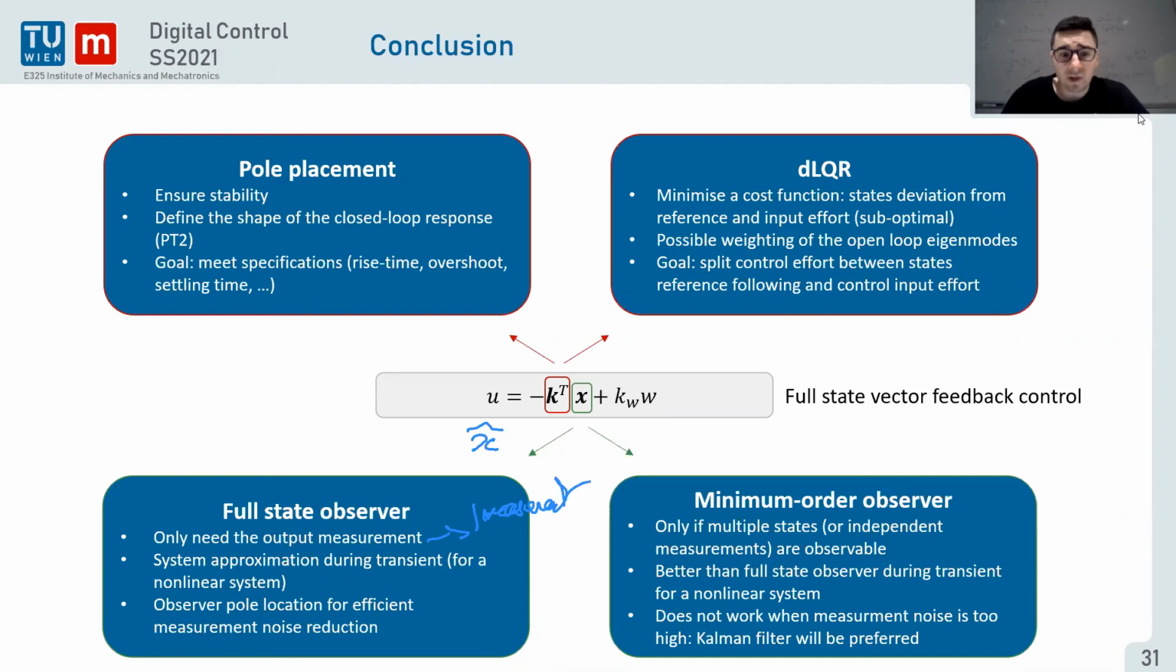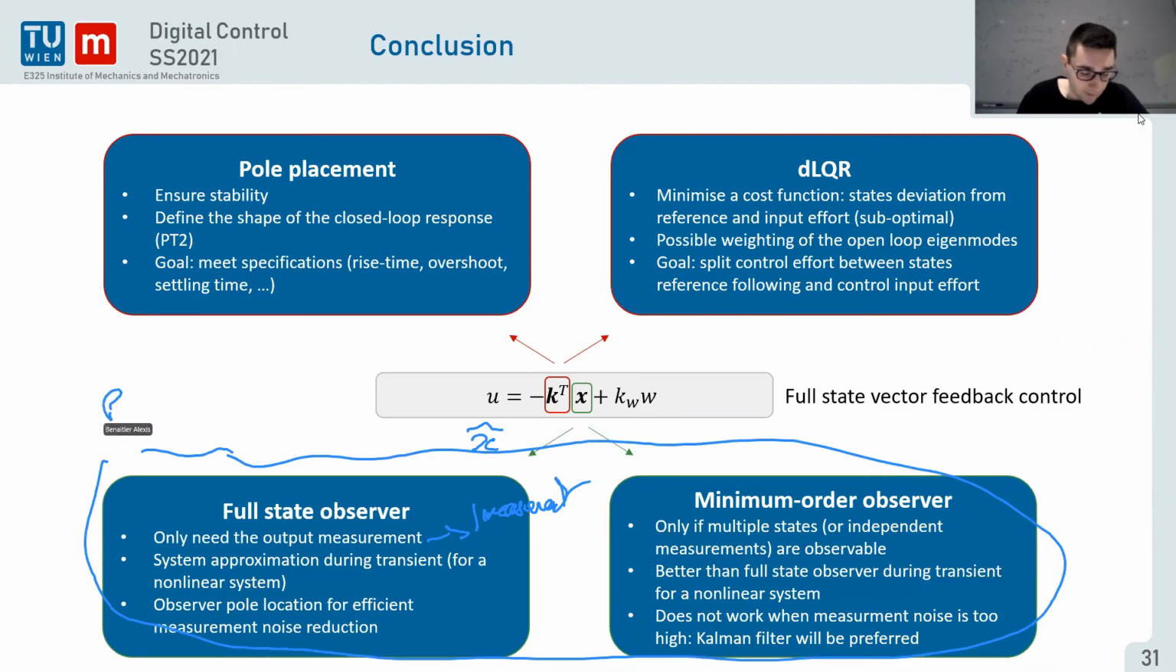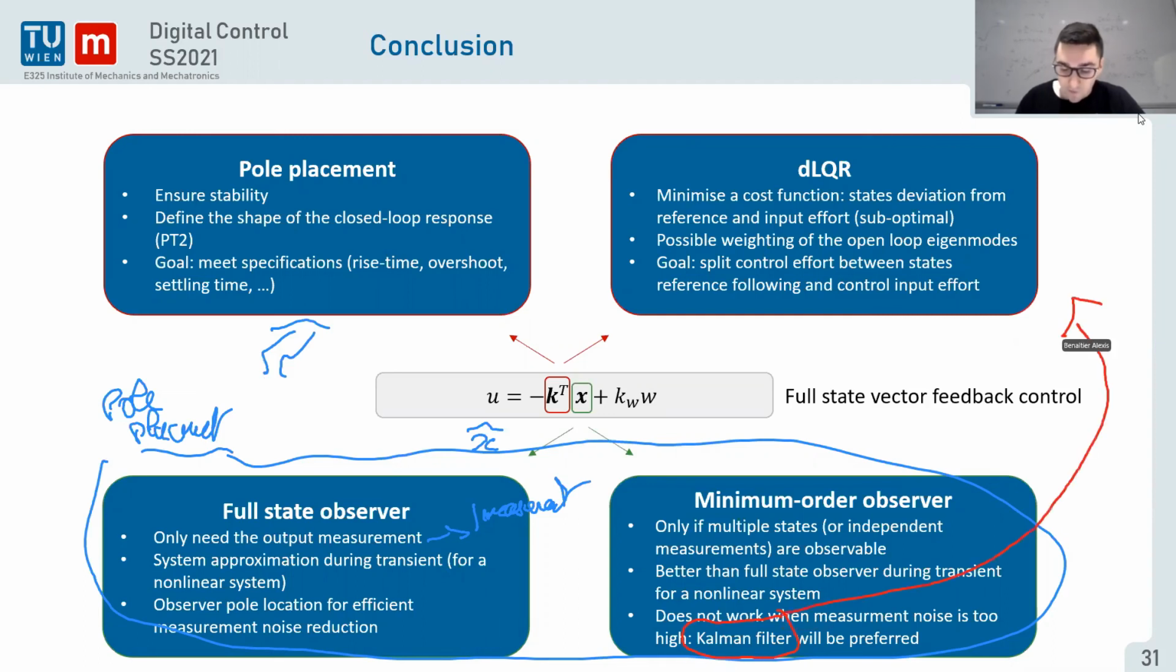I'm mentioning the Kalman filter here because these two observers are based on pole placement. So we're placing the poles of the observer, and so it's more or less equivalent to this. The Kalman filter is the other way, and you can have a look online if you want, it can be a good exercise. The Kalman filter is more or less the equivalent of dLQR.